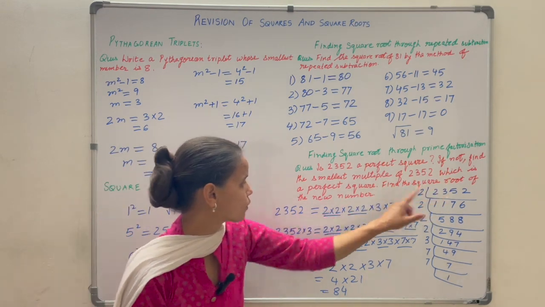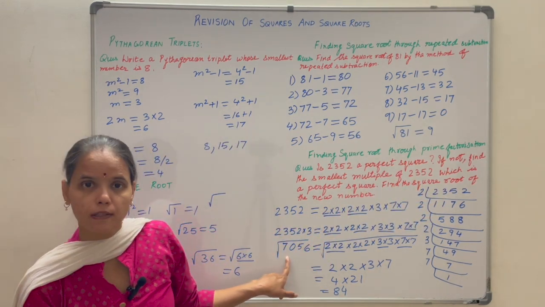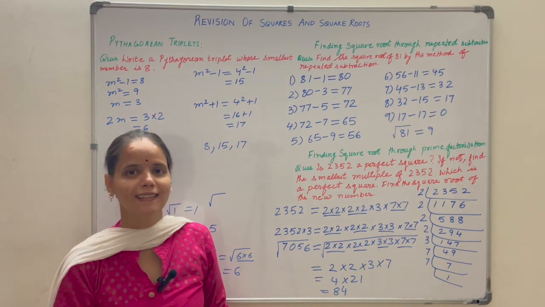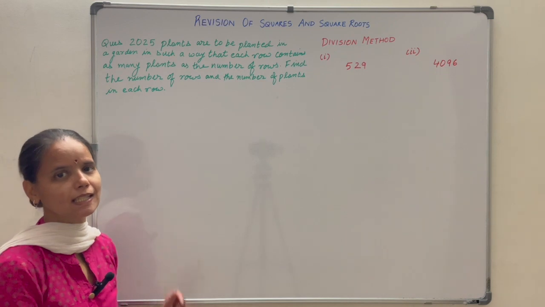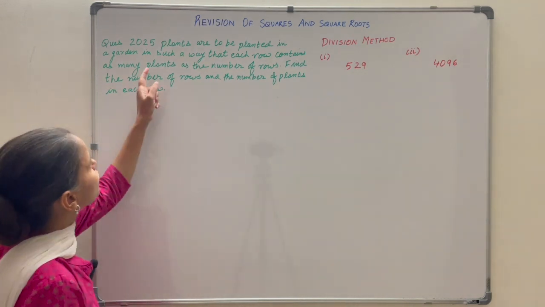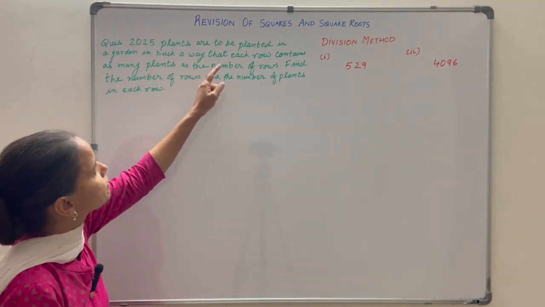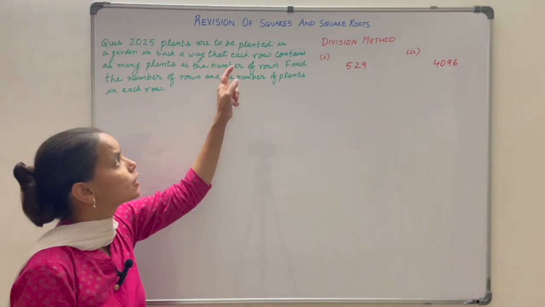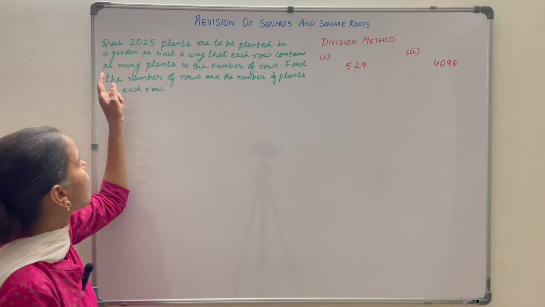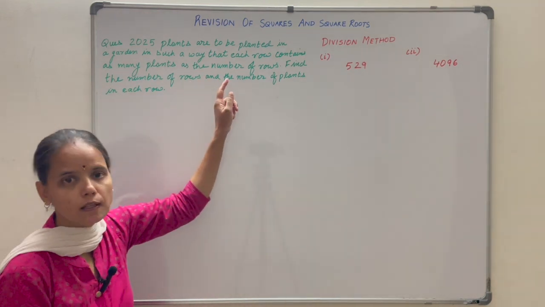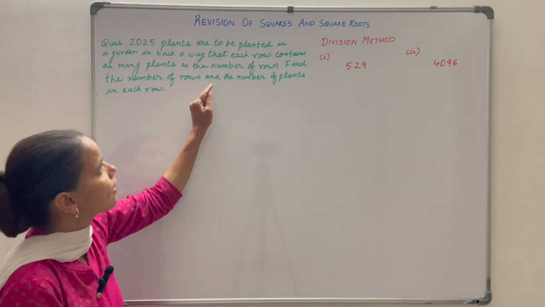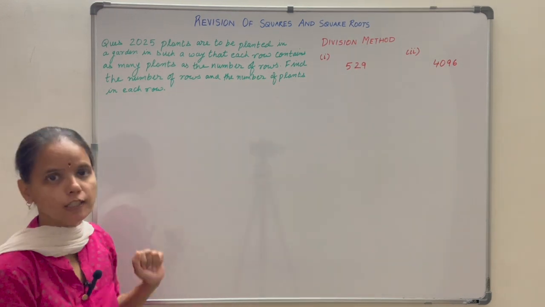Find the square root of the new number. The new number is 7056 and we have found out the square root is 84. Now let us take this question. 2025 plants are to be planted in a garden in such a way that each row contains as many plants as the number of rows. Find the number of rows and the number of plants in each row.